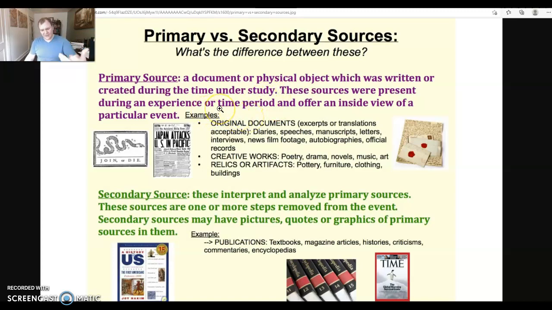So secondary sources are things created using primary sources, so stuff like books, magazines, textbooks, encyclopedias, right? Whereas primary sources are the artifacts that we actually look to. So original documents, speeches, diaries, etc.